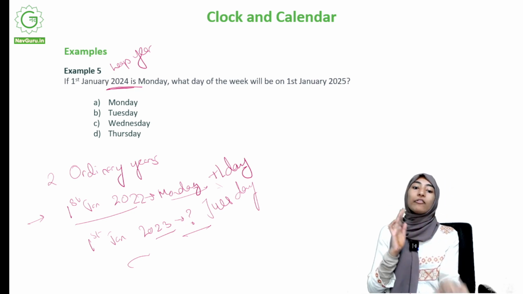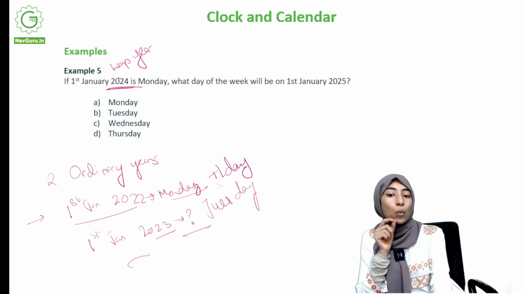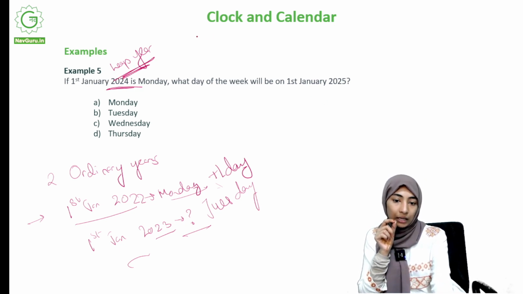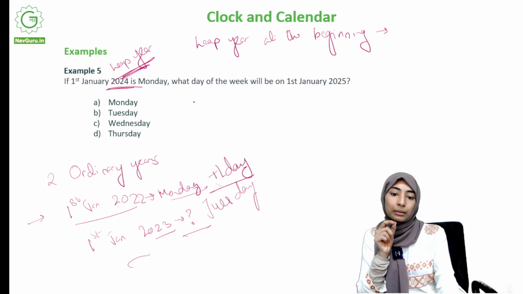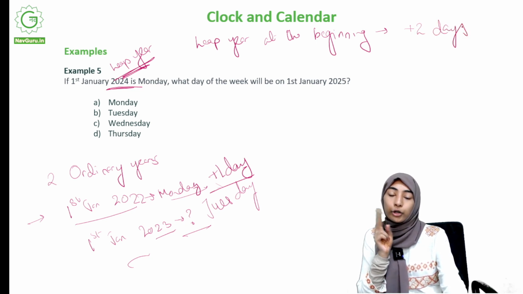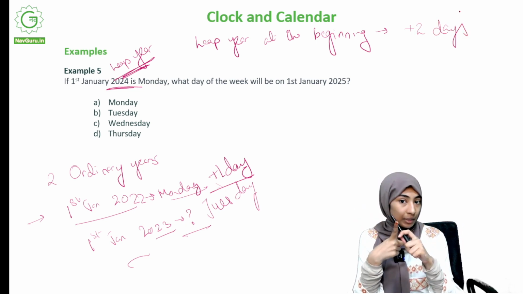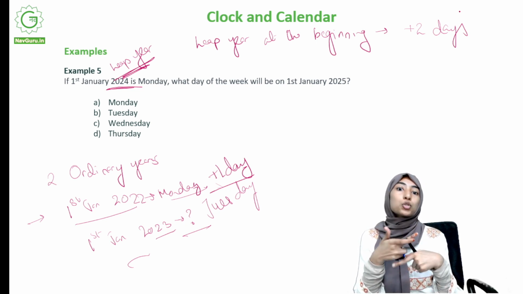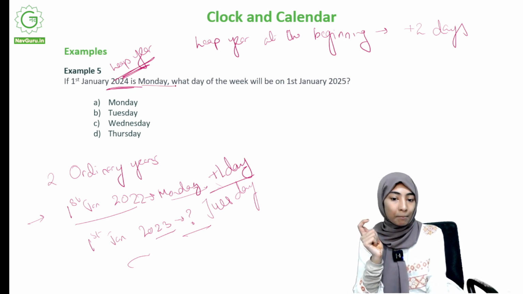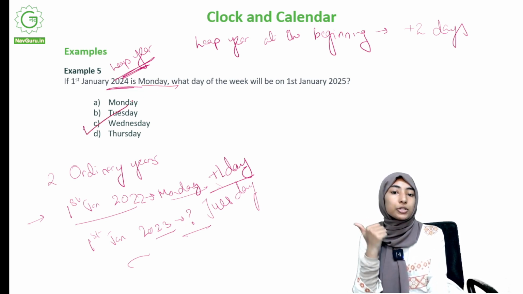Anyway, what day of the week will be on 1st January? So now if you have one leap year at the beginning, what is the formula? Otherwise you add one day, right? Like in this case, we added plus 1 day. If there's a leap year at the beginning, you add plus 2 days. So for 2 consecutive years where you have a leap year first, instead of adding plus 1 day, you add plus 2 days. So here if this was a Monday, the day of the week will be Tuesday, Wednesday.